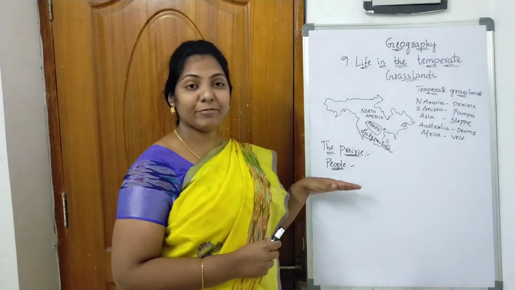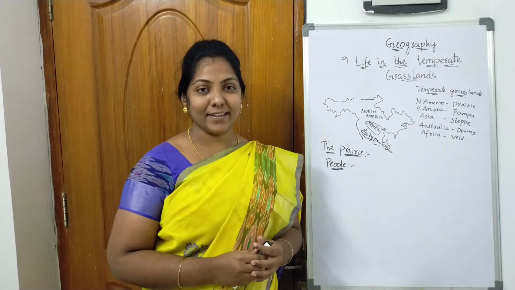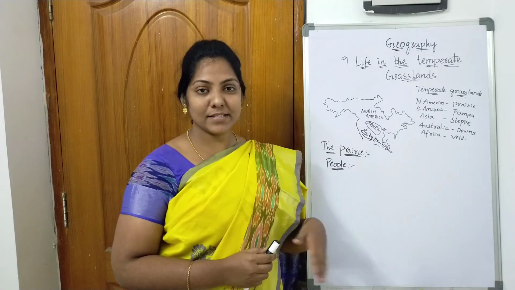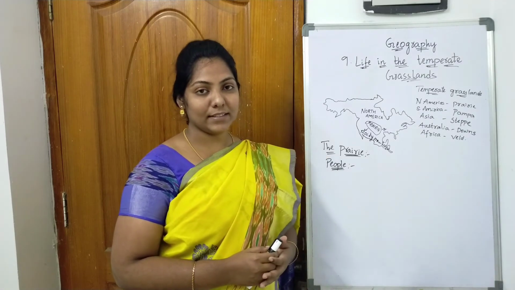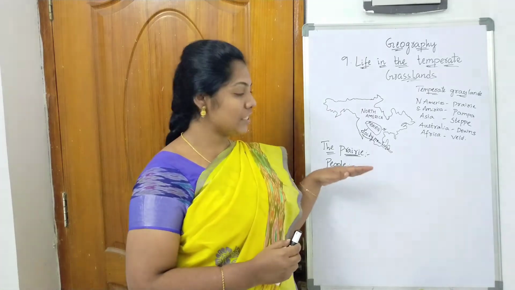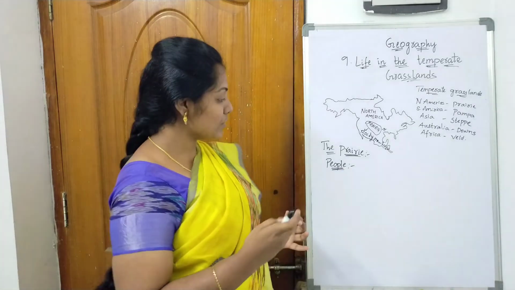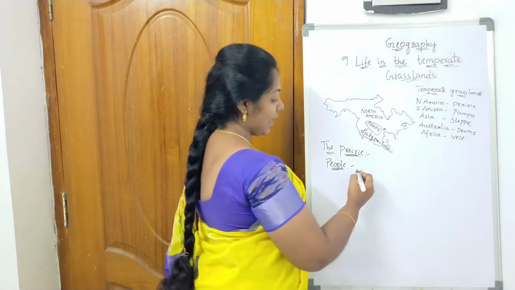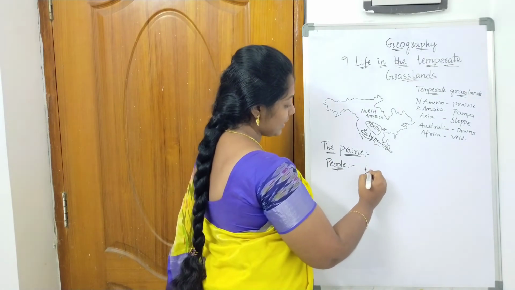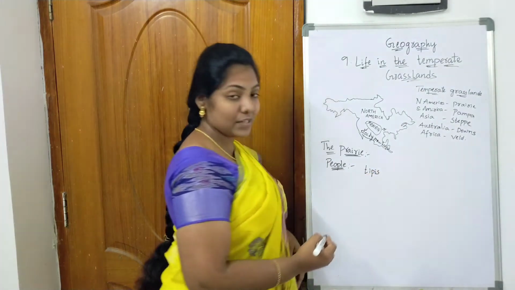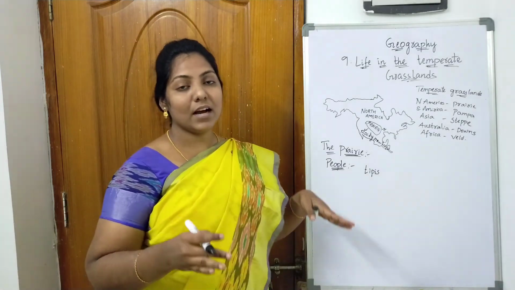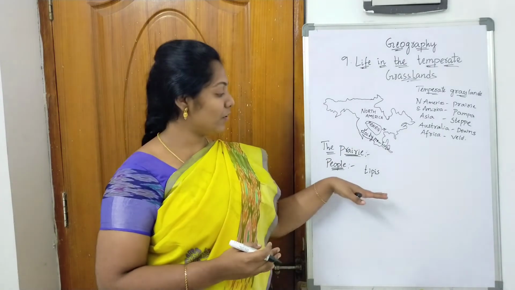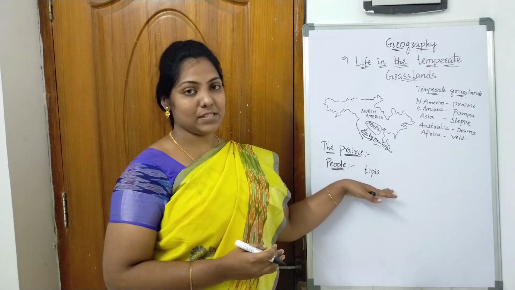Now let us see the type of people that live in the area called prairie. Here the original inhabitants are mostly nomadic. Nomadic means they keep on moving from one place to another. The original inhabitants of this prairie are nomadic, and they used to have houses made of grass or tents, and especially in these areas we call them tipis. In your textbook on page number 164 they have given that the houses are made of grass and we call them tents. Especially in this area we call them tipis.